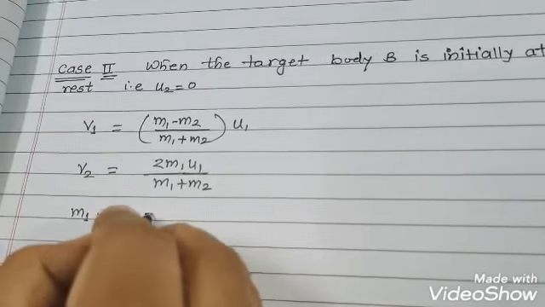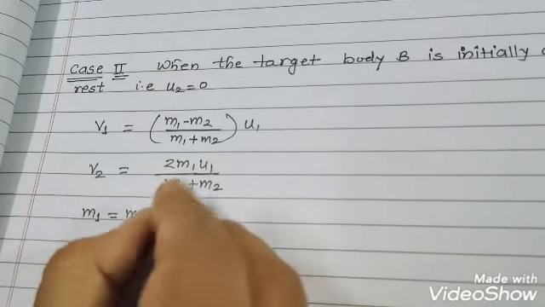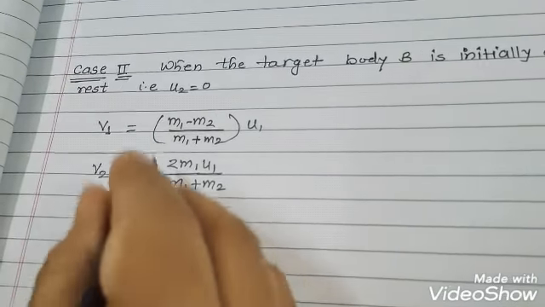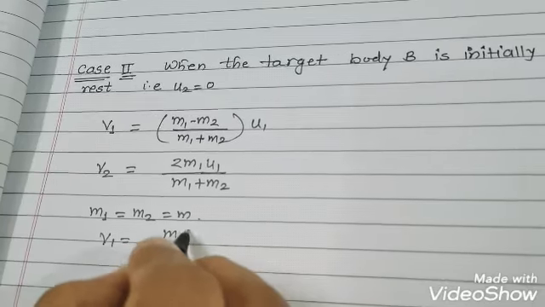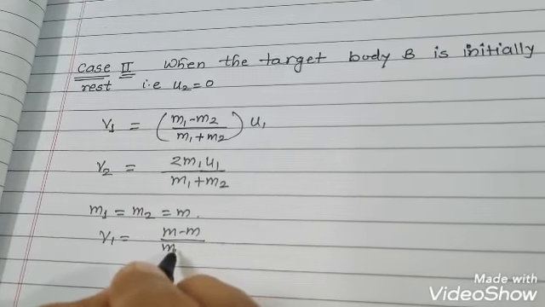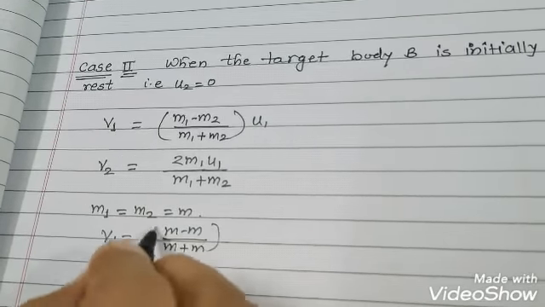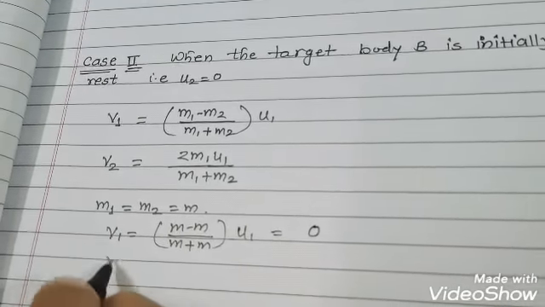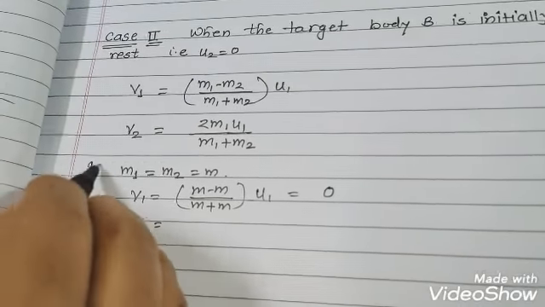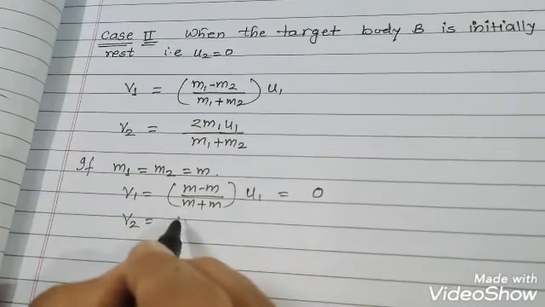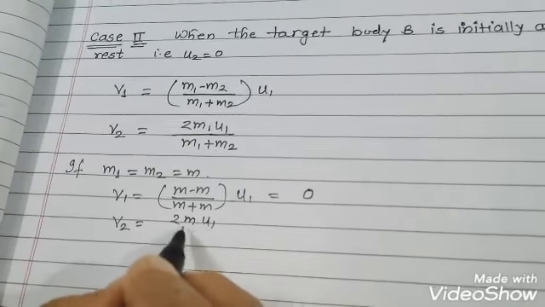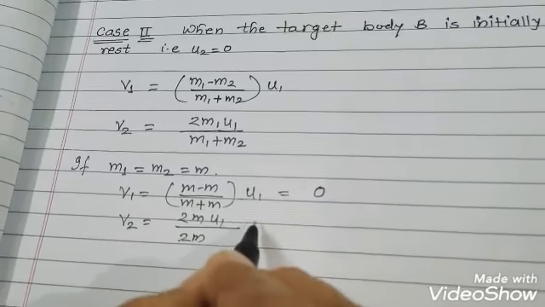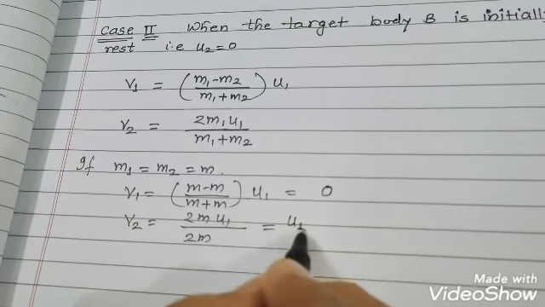Now in this case, if we apply the previous case, where the masses of the two bodies are equal, that is m1 equal to m2 equal to m, then from this formula v1 will be (m minus m) upon (m plus m) times u1, which means it will be 0. And v2 will be 2m u1 upon (m plus m), which is 2m, so 2m will be cancelled, and this is u1.